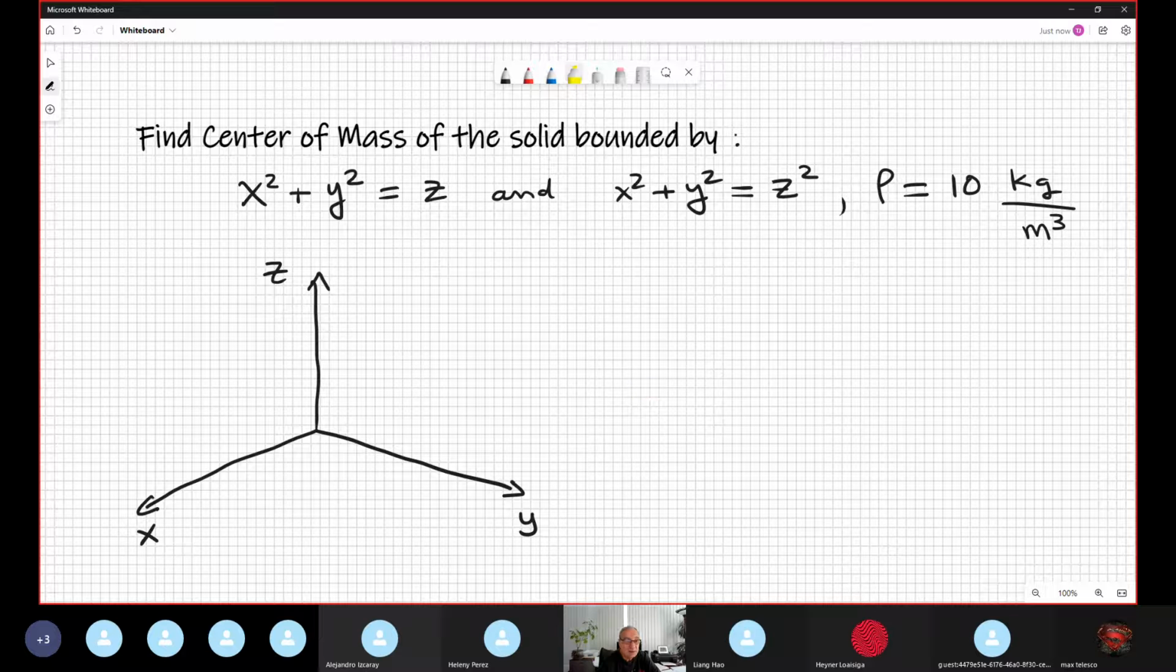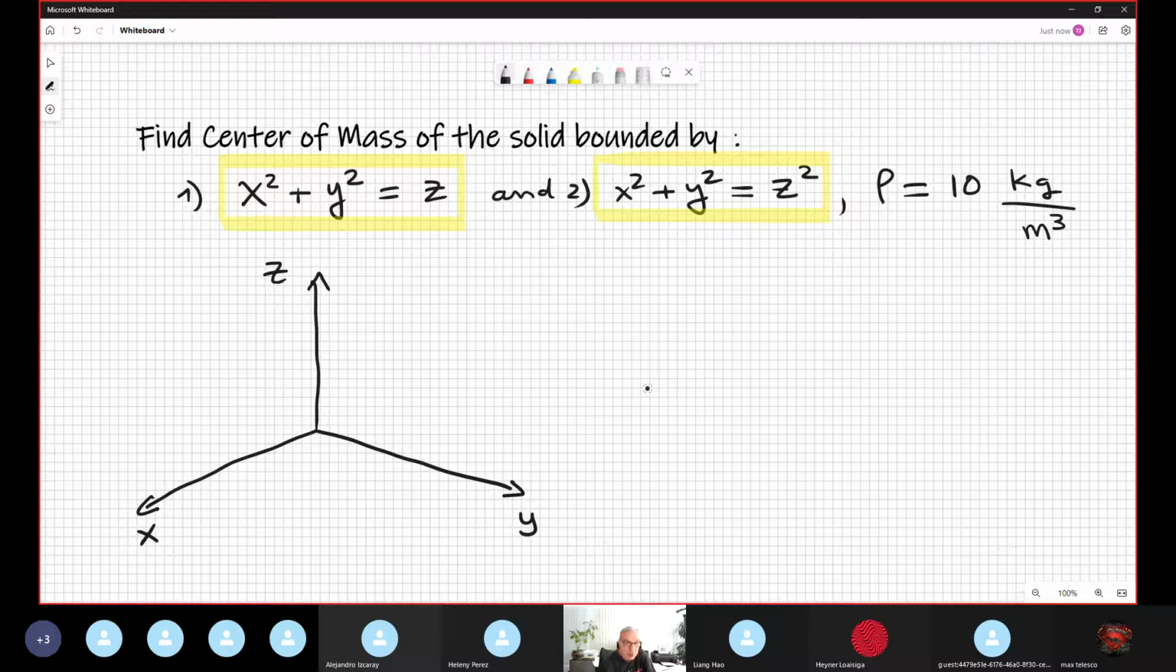What is that? Surface. And what is that? Surface. And how does our solid look? Help me. Number one, surface is. Number two, surface is. Any help? In the review, I need more participation. I see the students that participate, the students that understand very well. Paraboloid and cone. Paraboloid and cone.